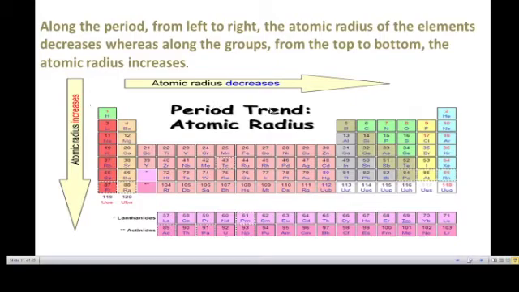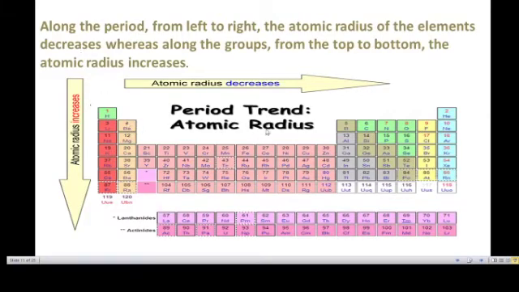Periodic trend of the atomic radius. Atomic radius decreases along the period, from left to right, across the elements present in the periodic table. From left to right in a period, the atomic radius of the elements decreases.